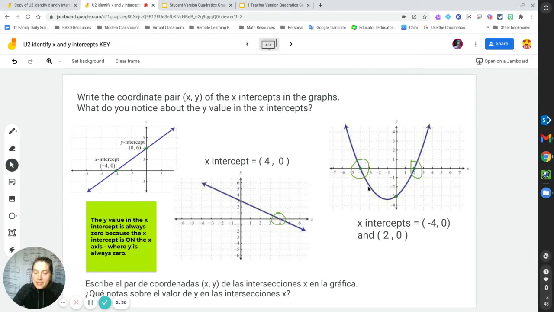And then there are two x-intercepts here. This one is at (-4, 0). This one right here is at (2, 0). And if you look at these ordered pairs, hopefully you notice that the y values are always 0. The y value in the x-intercept is always 0 because the x-intercept is on the x-axis, where y is always 0.